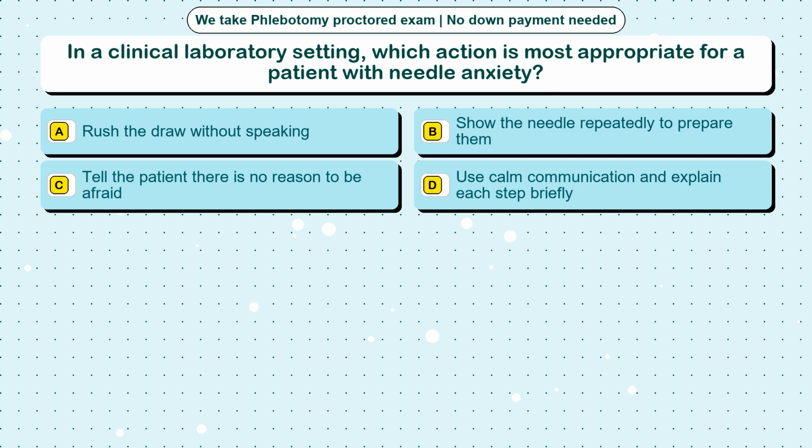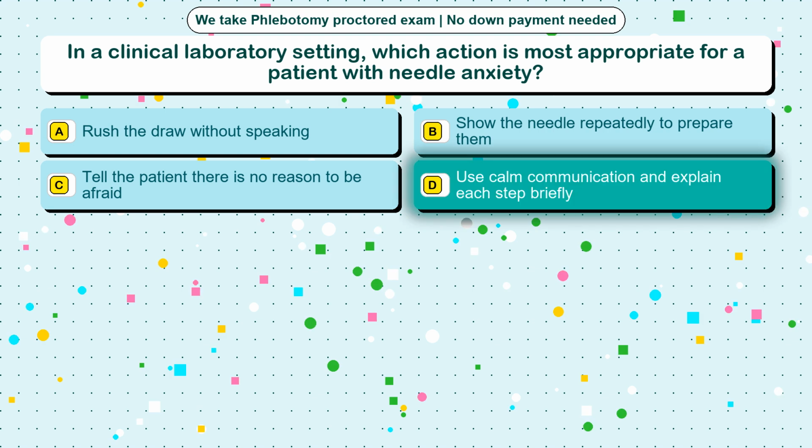Option B, show the needle repeatedly to prepare them. Option C, tell the patient there is no reason to be afraid. Option D, use calm communication and explain each step briefly. The correct answer is option D. Use calm communication and explain each step briefly.